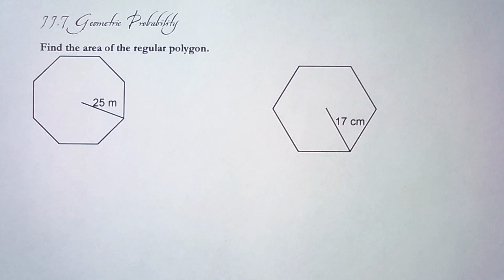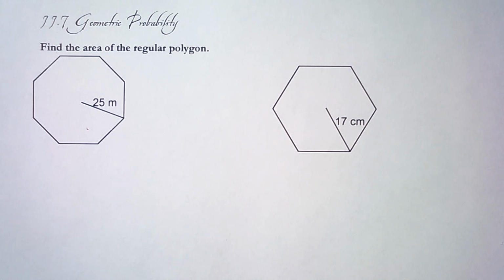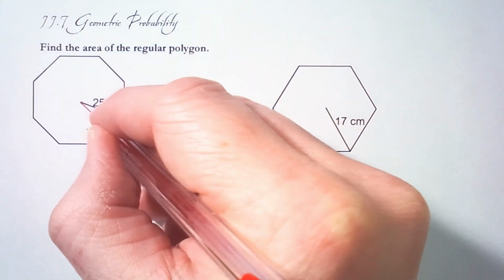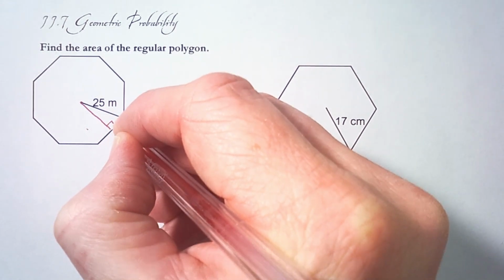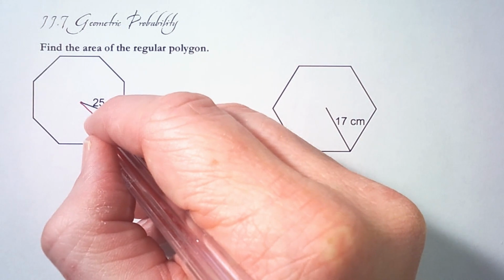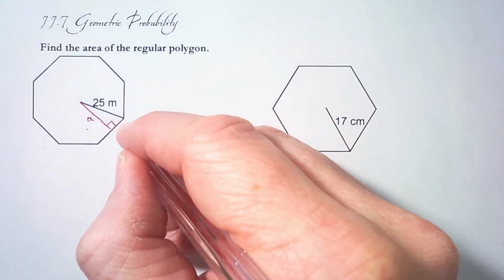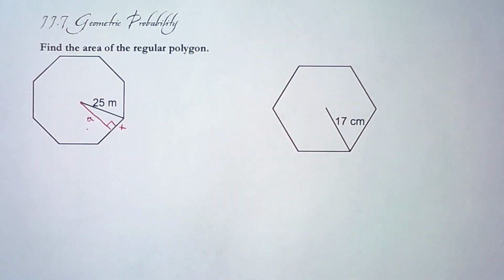We're going to finish our geometric probability lesson with just some practice of finding the area of a regular polygon. So here we have a regular octagon and a radius of 25 meters. I need to draw in an apothem. I need to know what is the length of that apothem, so I'll call that A. And I need to know this right here, and from this, I can get a perimeter.